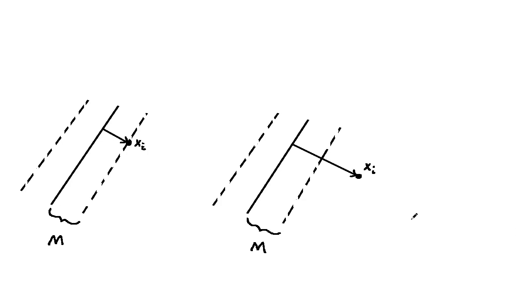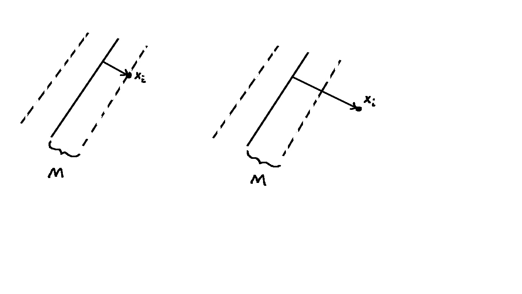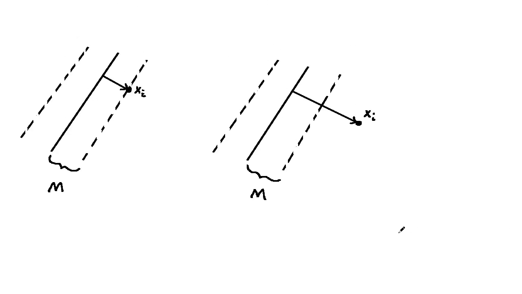If x_i is on the correct side of the hyperplane, but on or outside the margin, then x_i does not protrude into the margin by any amount. So here x_i is on the margin, and this x_i is outside the margin. Okay, in this case, epsilon sub i is 0.